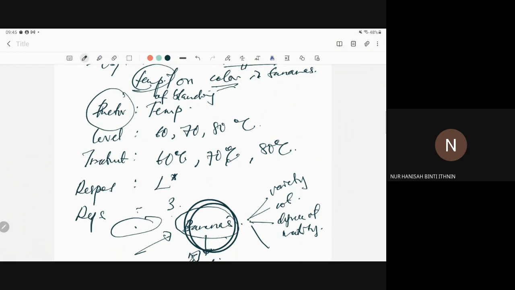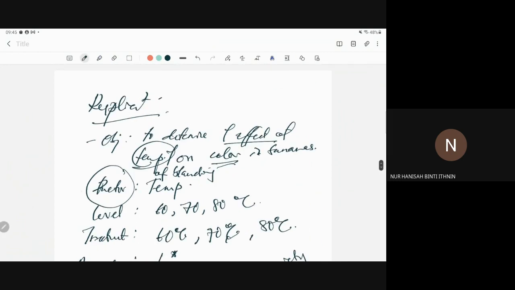Okay, so that is the factor. Everything else is constant except the factor. The factor depends on the objective. For this one, the objective is to determine the effect of temperature, so the temperature is the factor. If it is to determine the effect of different varieties of bananas, then the different variety of banana should be the factor, and the temperature should be constant.